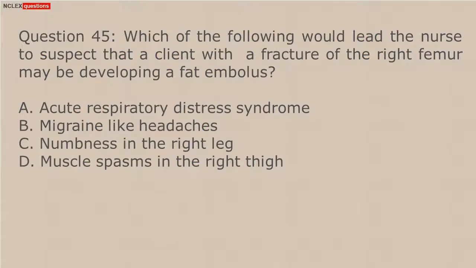Question 45. Which of the following would lead the nurse to suspect that a client with a fracture of the right femur may be developing a fat embolus? A. Acute respiratory distress syndrome. B. Migraine-like headaches. C. Numbness in the right leg. D. Muscle spasms in the right thigh.